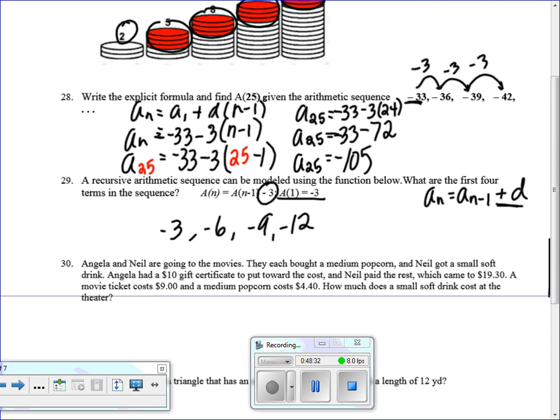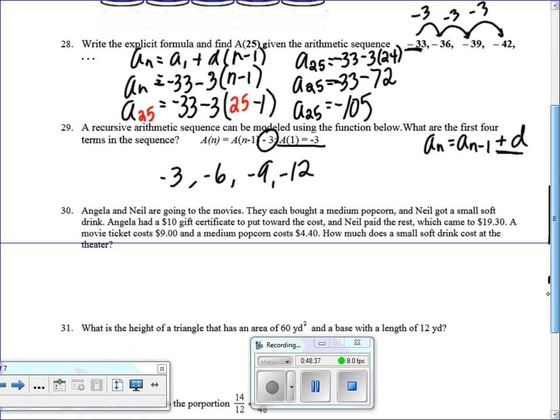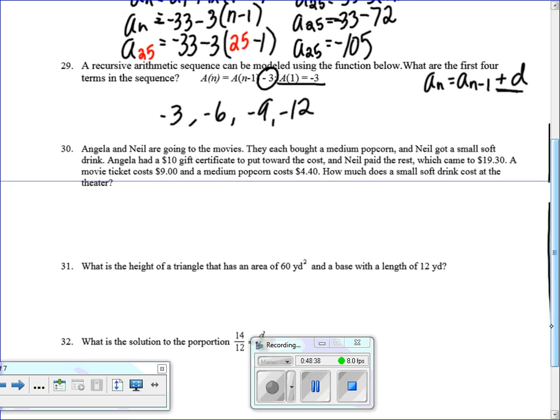Okay, 30. Angela and Neil are going to the movies. They each bought a medium popcorn. Neil got a small soft drink. Angela had a $10 gift certificate to put towards the cost, and Neil paid the rest, which came to $19.30. A movie ticket cost $9, and a medium popcorn cost $4.40. How much does a small soft drink cost at the theater?